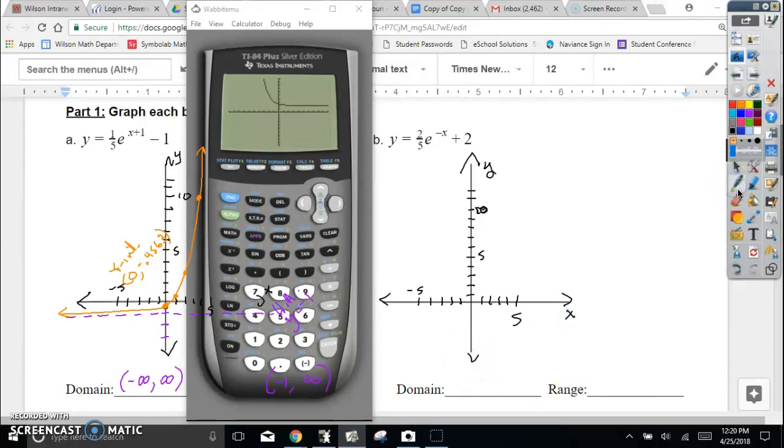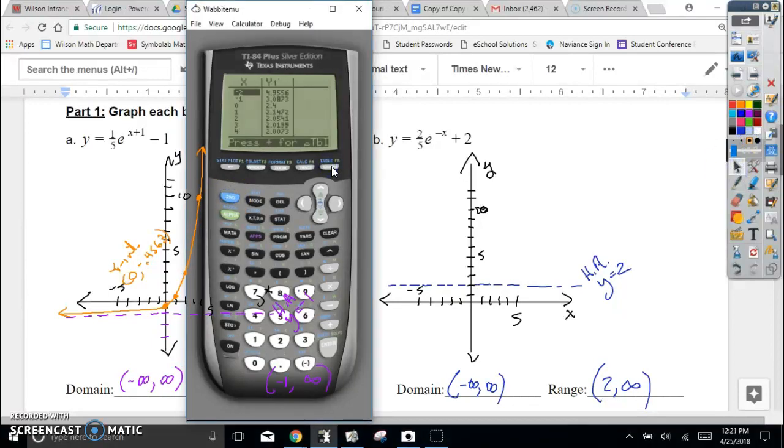So let's go ahead, take care of our domain again, -infinity to infinity. Our range will be from our asymptote, which is 2 and up. So that means I have a horizontal asymptote here, which is y equals 2. Okay, we're at the point now where we're going to plot some of these points. So I need my table, second graph, and let's keep going up.